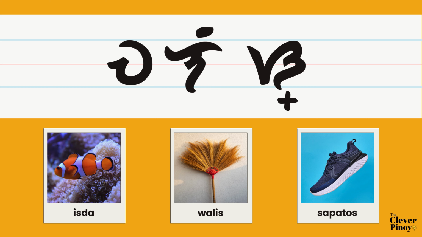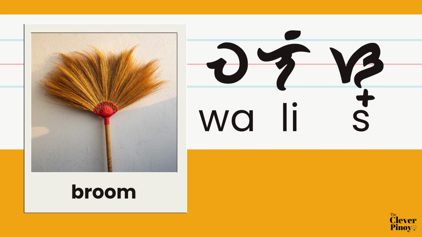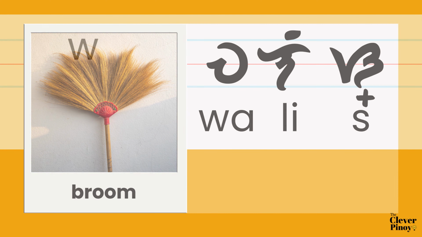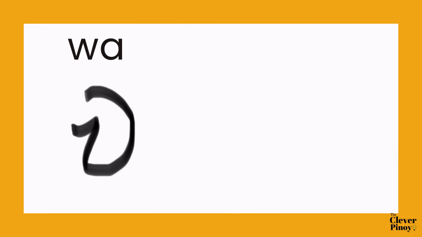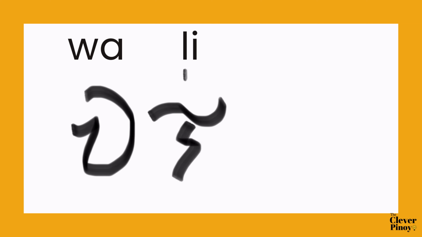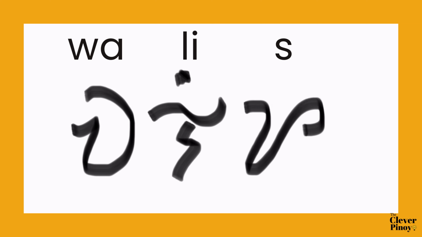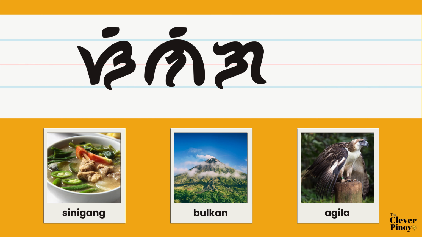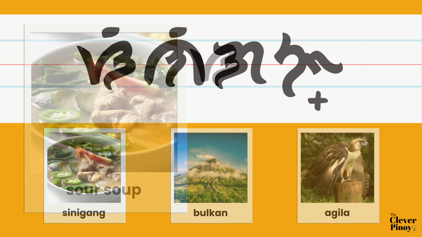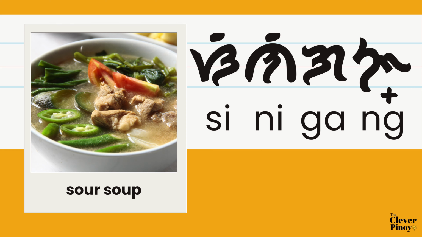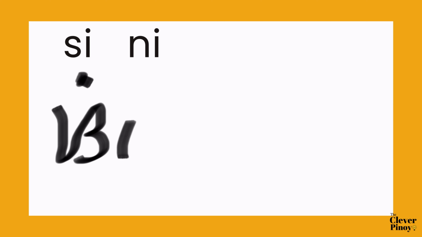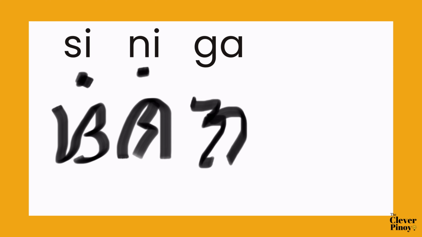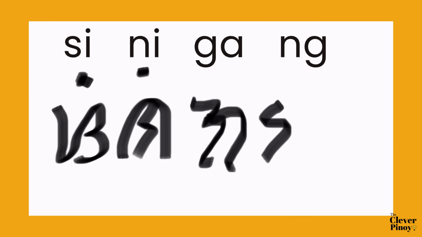What do you think this word is? Walis or broom. Walis. What do you think this word is? Sinigang, sour soup. Sinigang.